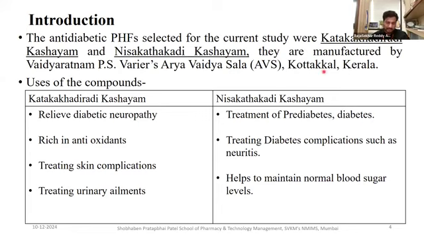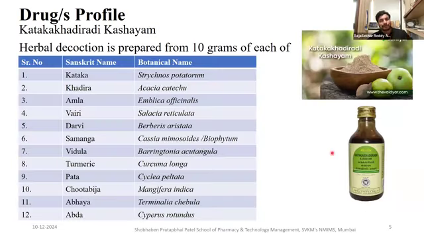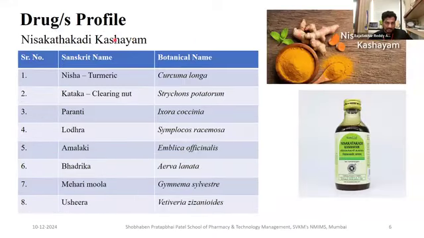It is very famous, and across India there are more than 100 outlets. Maybe in your town also you have one Kottakkal Vaidyashala, which is very popular. We took these formulations. On their website they mention clearly what plants they use for preparing each kashayam. There are 12 plants in one kashayam and almost 8 plants in the other, totally 20 plants.